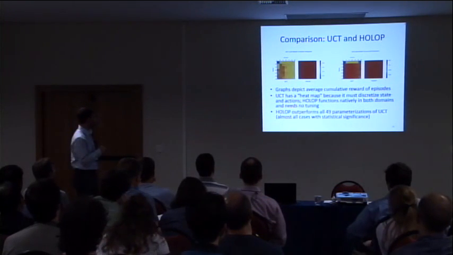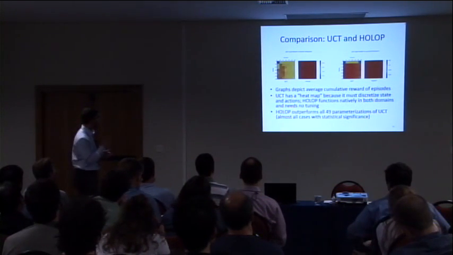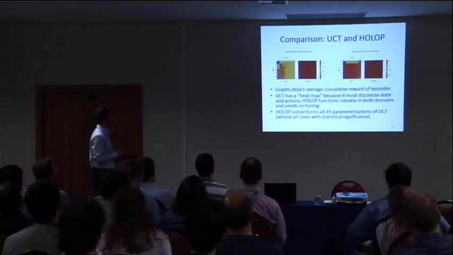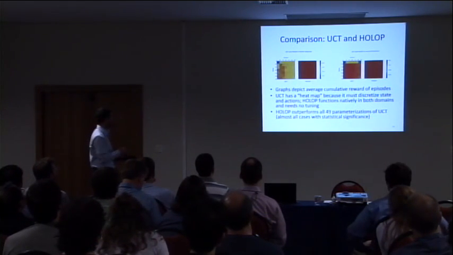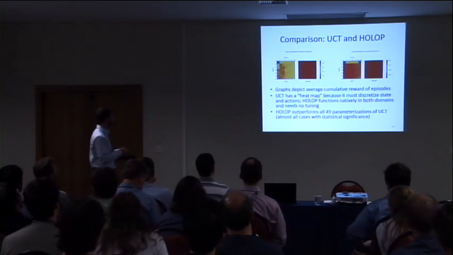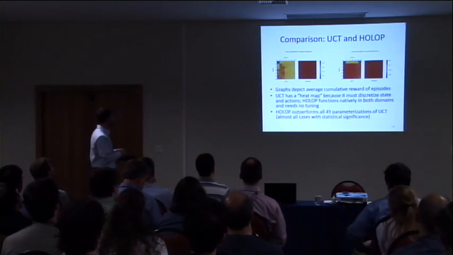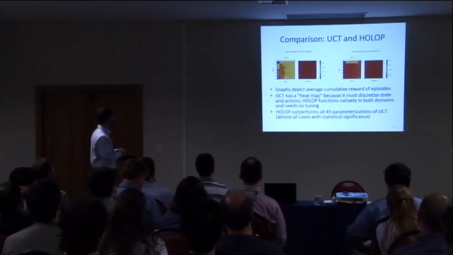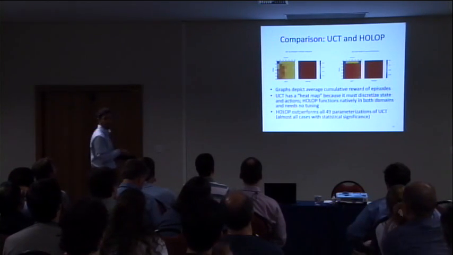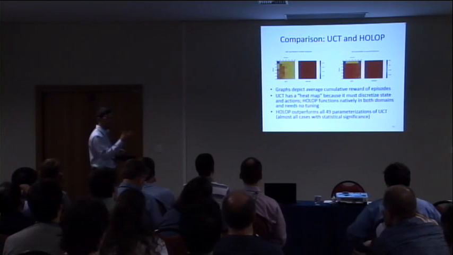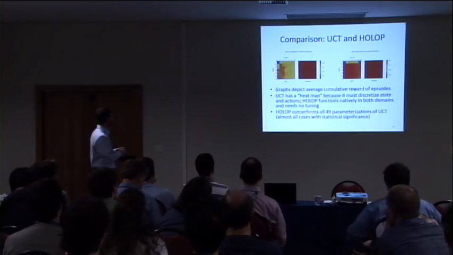So what we have here are the heat maps. They don't show up so well with the projector, unfortunately, for the two algorithms in two domains. On the left are the results for the algorithms in the double integrator, and on the right is the inverted pendulum. For HOLOP, we have one shade of color because there are no parameters to the algorithm. But with UCT, we're trying to find the best performance over a number of possible combinations of discretizations for the state and action.